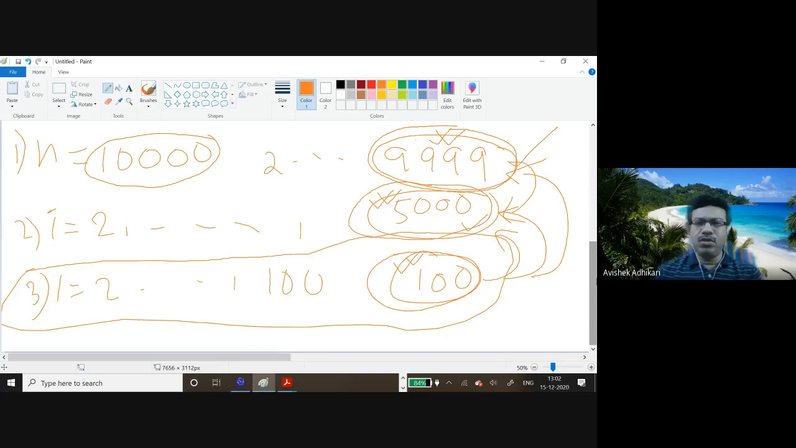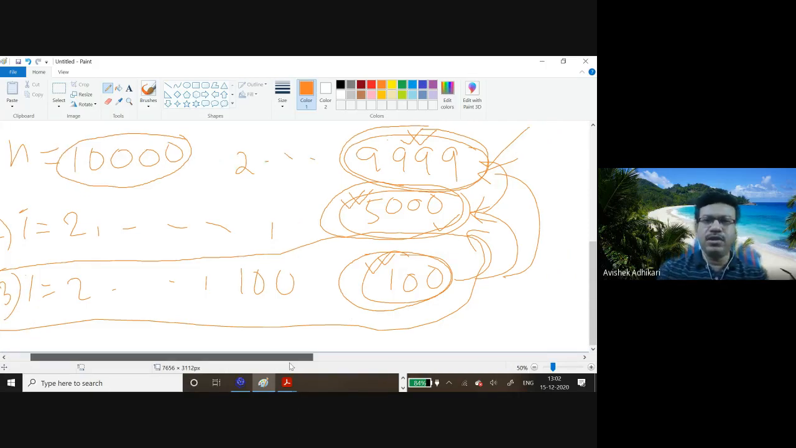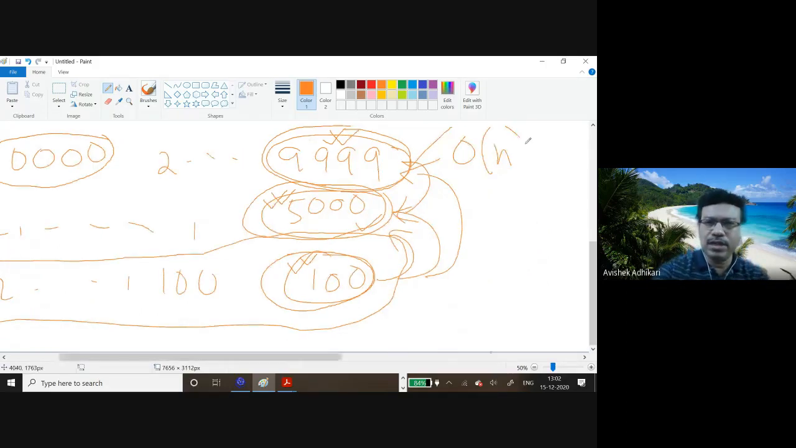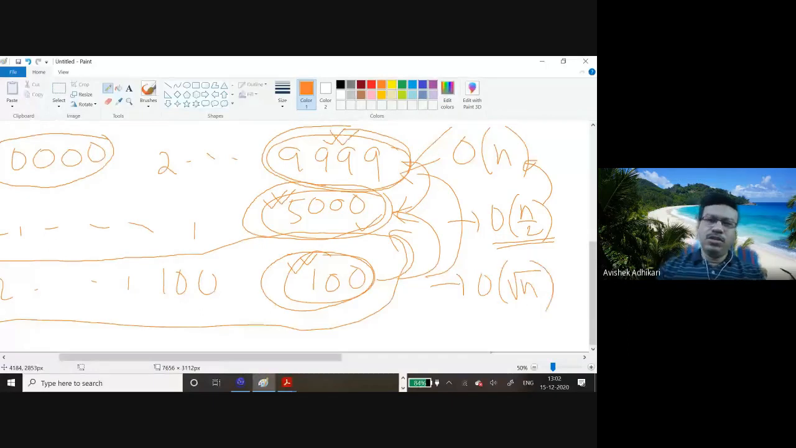So memory is not the issue, but the issue is how efficient your algorithm is. If your algorithm takes fewer steps, then we call it a good algorithm. For example, here it takes around order n, here it takes around n by 2, though in terms of order this is the same as n, and this is taking order square root of n. So certainly this will be the best algorithm among these.